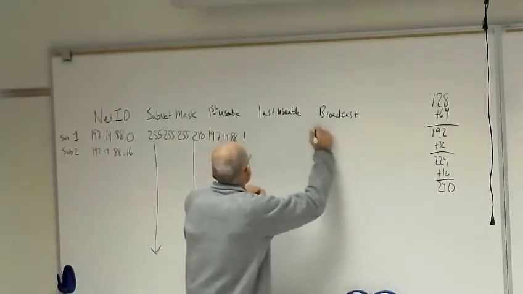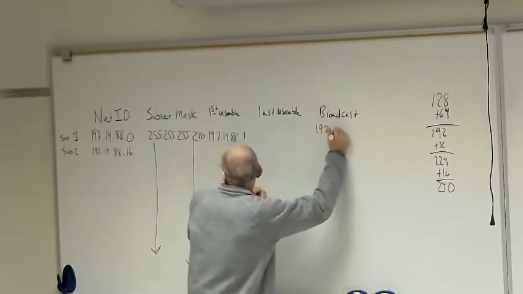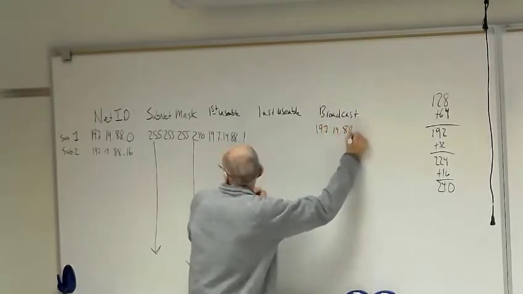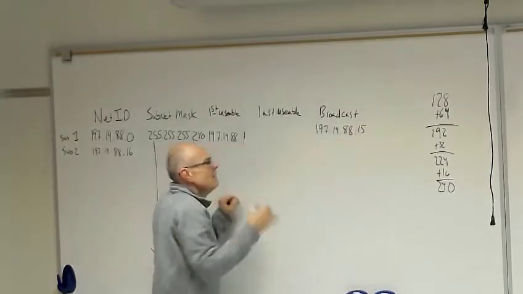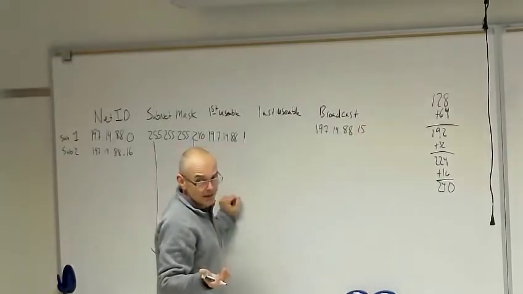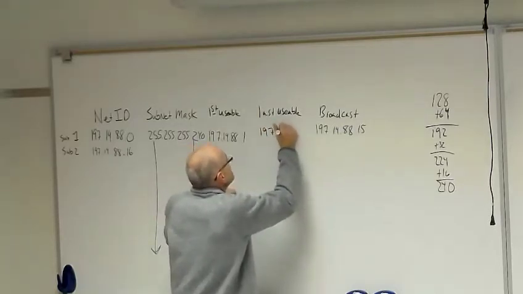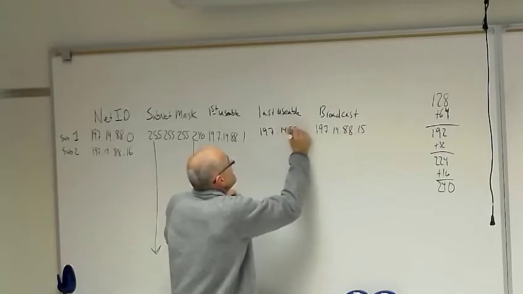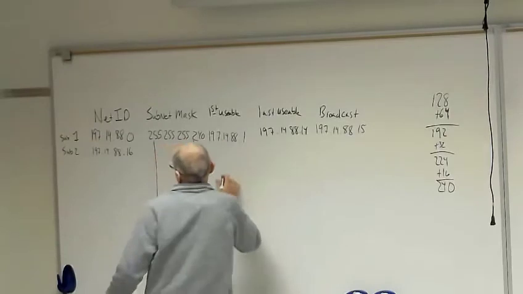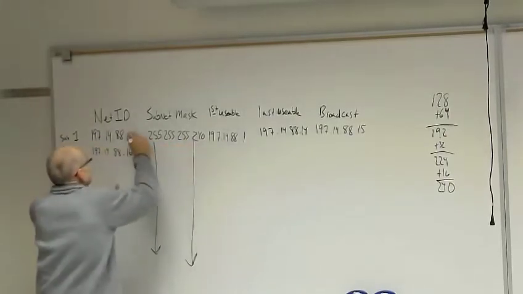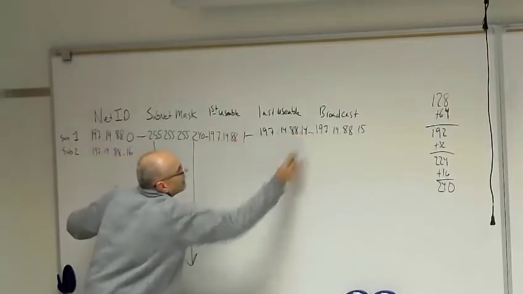15, okay, so my broadcast address on the first network is 197.14.88.15. And the number that directly precedes 15, the one right before 15 is? 14. 14, good. So the last usable address is 197.14.88.14. This is our whole first subnet right here. You can see here, everything is taken care of.